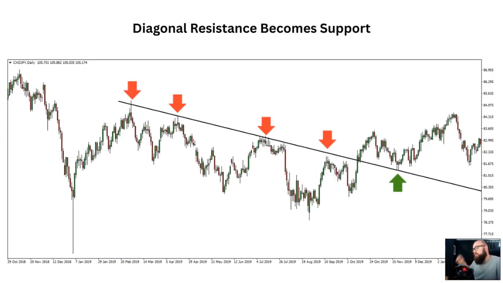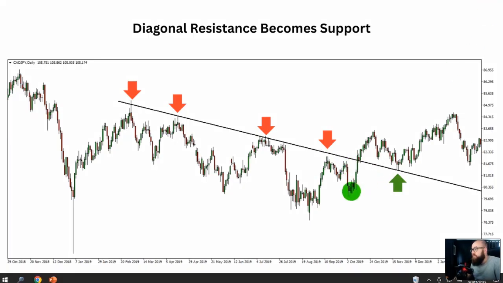Same with diagonal support and resistance. So diagonal resistance across the screen here, you can see price keeps reversing at this diagonal resistance or trend resistance. When the breakout happens, which is here, it then becomes the floor. It becomes a support.